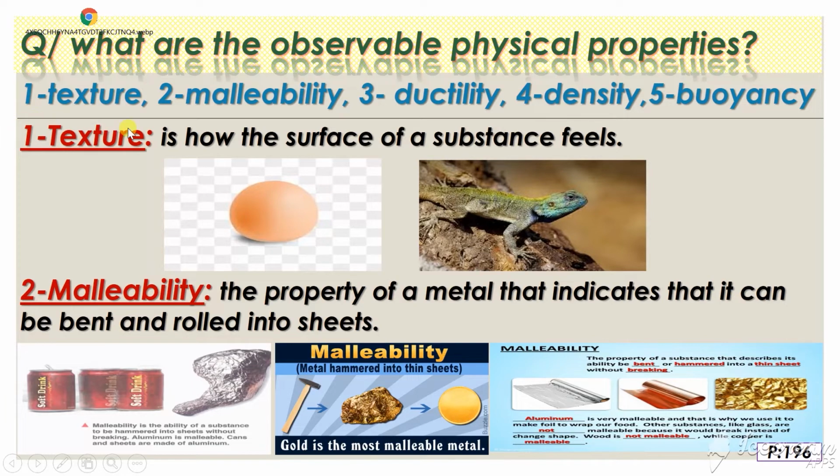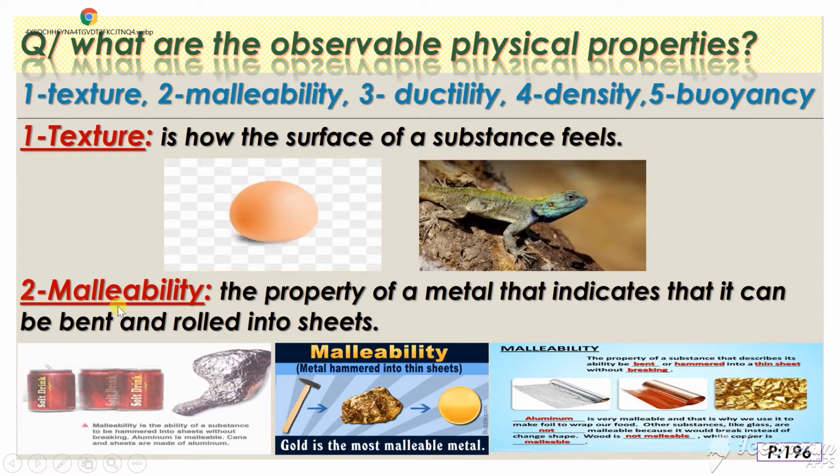Number 1, texture. What is texture? Texture is how the surface of a substance feels. Please underline this definition in your book. For example, the surface might be rough or smooth, waxy or powdery. For example, a lizard is rough, but an egg is smooth.